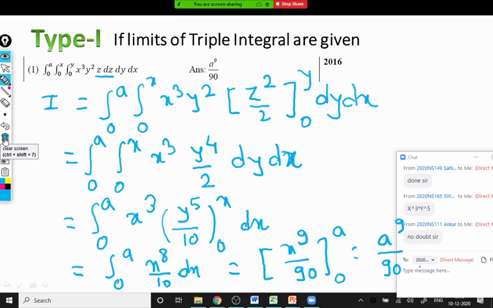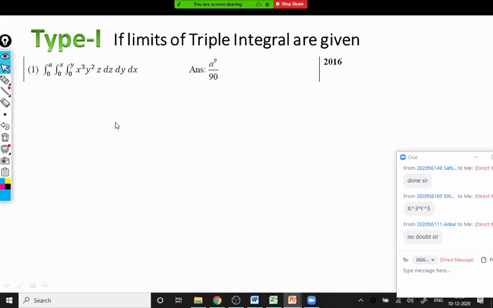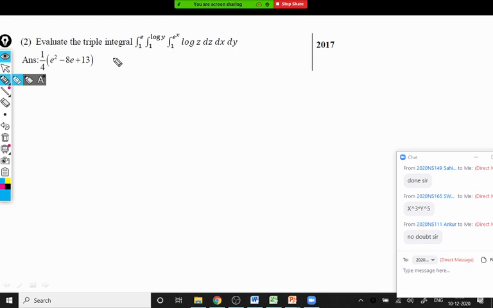I'll show you the next question then. Example 2 is on the screen here. Evaluate the triple integral 1 to e, 1 to log y, 1 to e raised to x, log z, dz dx dy. Again, you will observe the limits are in x. It can be of y or it can be of z, so again there is an ambiguity. Because of that, whatever order is given, we have to follow it. Since 1 to e raised to x can be the limit of z, the order given is correct and we have to follow it. So let me start here.